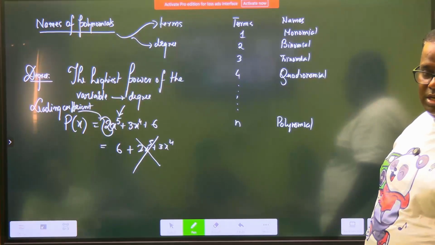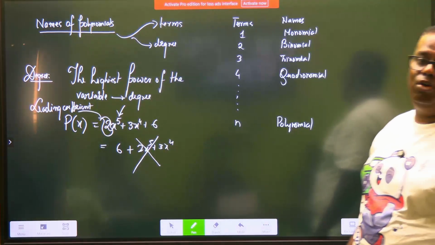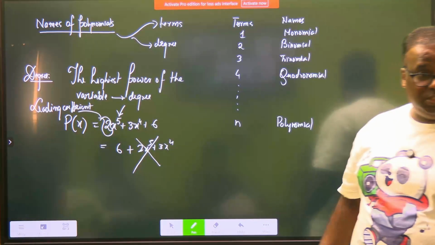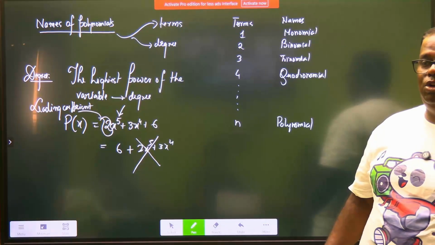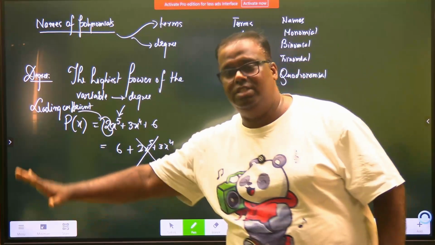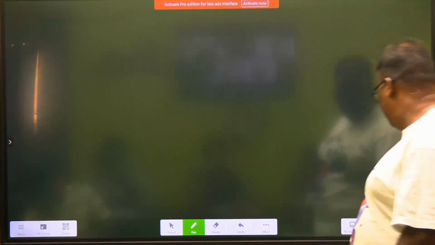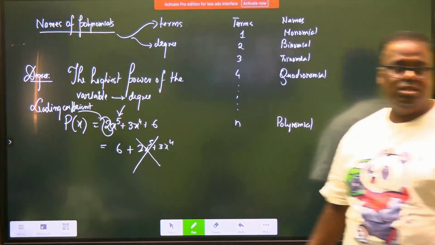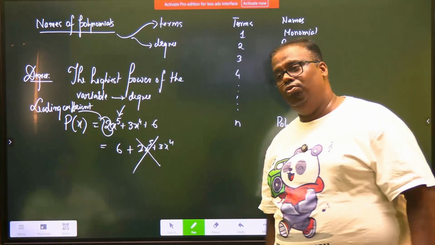What is the degree of a polynomial? The degree of a polynomial is the highest power of the variable that you see. Irrespective of the way the polynomial is given to you, your job is to arrange the polynomial in the order of decreasing powers. So let's take one example and see. Are we ready? And the coefficient of the degree term is known as the leading coefficient.